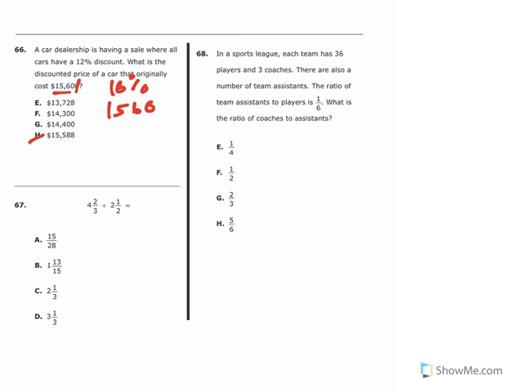Now, an alternative strategy here is using the ones digits. So a 12% discount, so we've talked about this before. If I'm supposed to pay 100% and I'm getting a 12% discount, then that means I'm paying 88%.